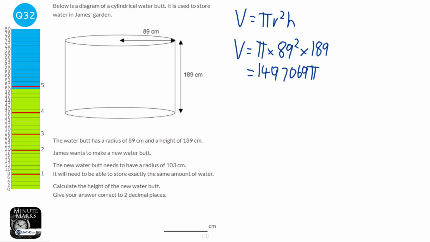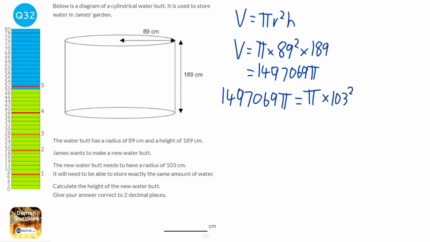Now, what we want is we want the volume to stay the same, so we're going to keep that as the volume, 1497069 pi. But we want the radius to change, so instead of the radius being 89, we want the radius to be 103. So times 103 squared. And we're trying to work out what the height is. Okay, so first thing we can do actually is just cross off the pi's from both sides. We don't really need them at all.